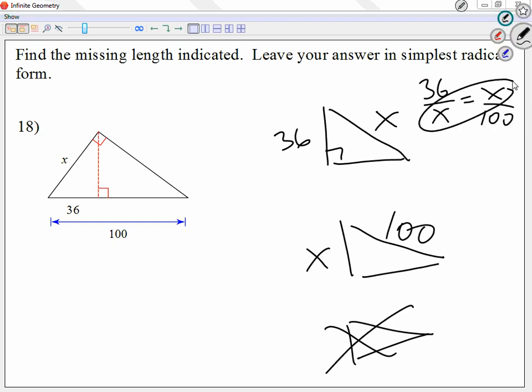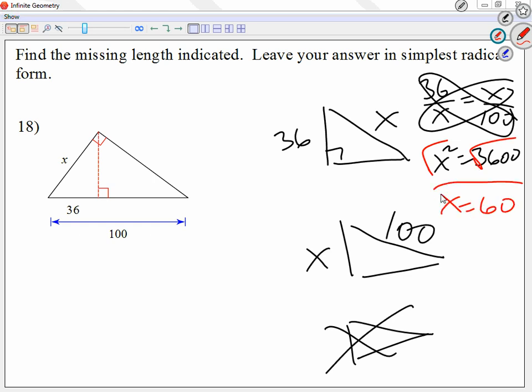Cross multiplied, x squared equals 3600. You guys have a use of a calculator, so this shouldn't be that hard. X is equal to 60. The square root of 3600.